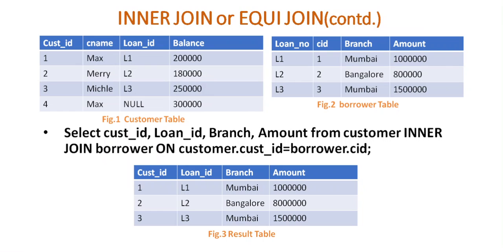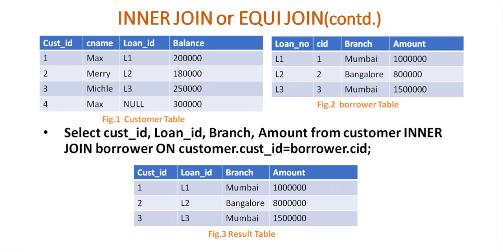Since customer ID 4 is not having any loan, here the equality condition is false, that is customer dot customer ID, that is 4, is not equal to borrower dot customer ID, meaning this 4 is not there in borrower table. So the equality condition will become false and it will skip the record of customer ID 4. I am again repeating, we are performing inner join on two tables because we want to fetch data by using equality condition. That's why we are performing inner join or EQUI join operation.